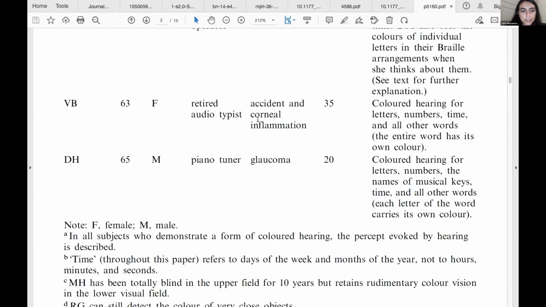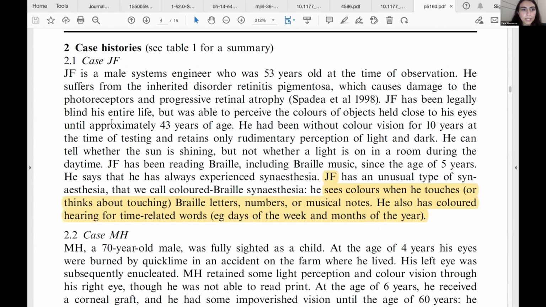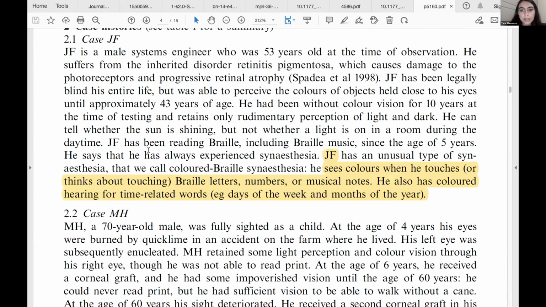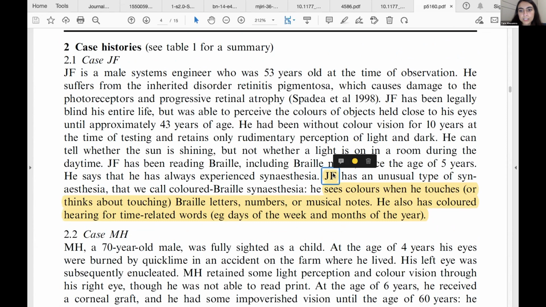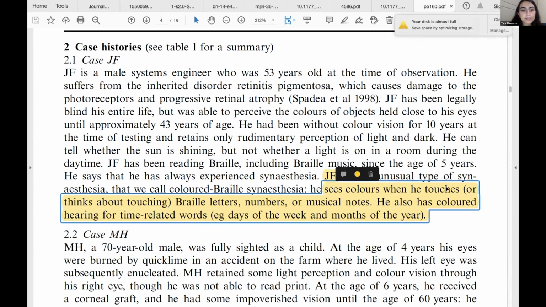So for this study specifically, there were 6 cases, and one of them, patient JF, stated that he sees colors when he touches or thinks about Braille letters, numbers, musical notes, and he also experiences colored hearing for time-related words like days of the week, months of the year.